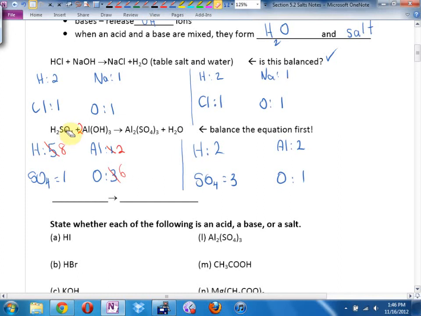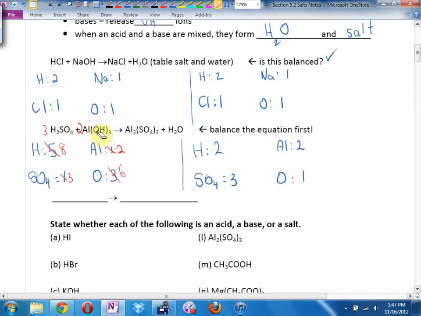How many SO4s do I have on the left-hand side? 1. How many do I have on the right-hand side? So are you saying I need 3 of them over here to balance? So I'm going to put a 3 right there. It's going to give me 3 of those. Ooh, that's going to change the H's again. How many H's do I have? 6. And 6 more.